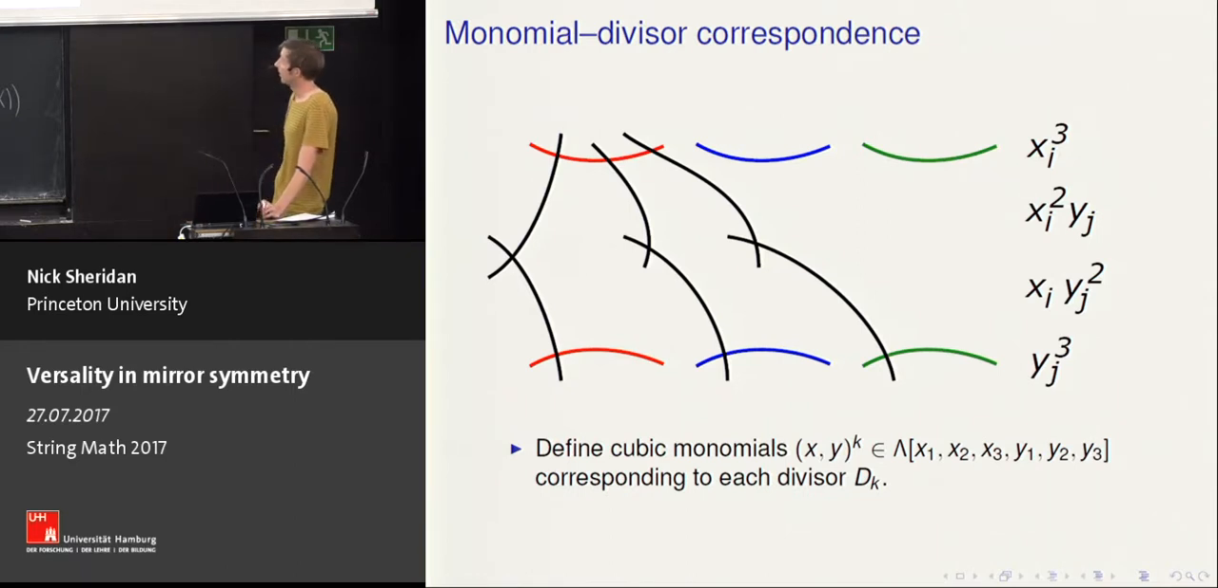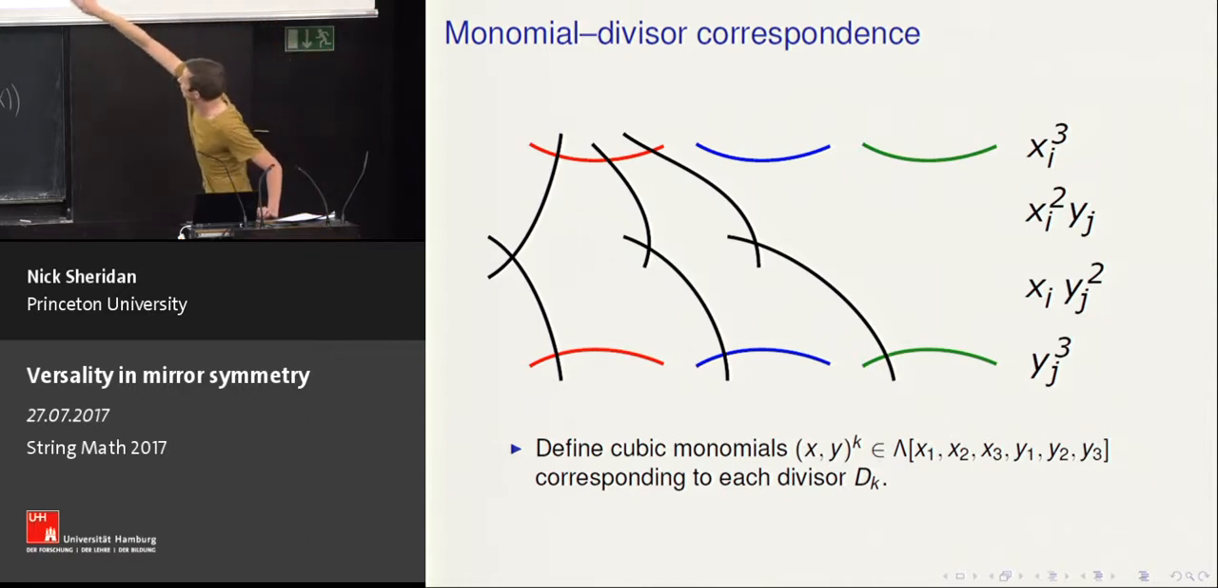And we can define cubic monomials in variables x1, x2, x3, y1, y2, y3, corresponding to each of these divisors: xi cubed on the top, and xi squared yj, where it's this curve going from divisor i to divisor j down the bottom, xi yj squared, and yj cubed.